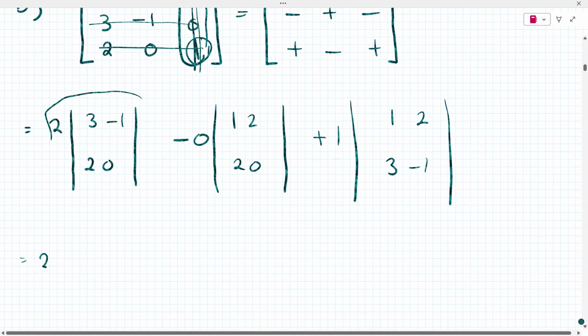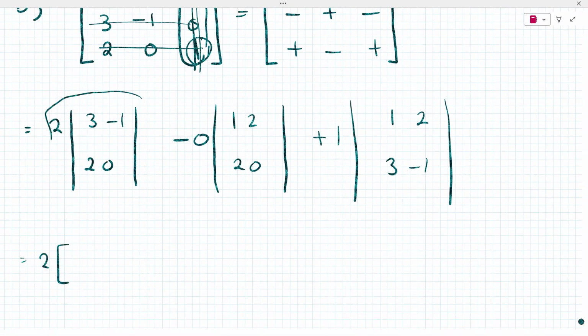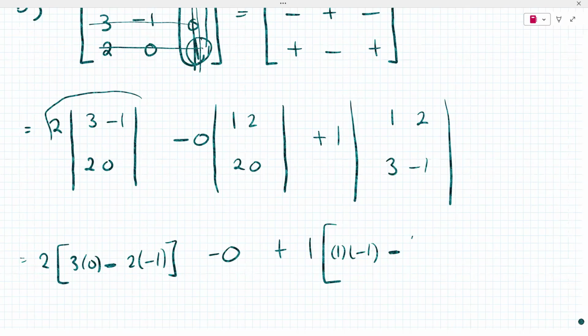That's going to be 2, bracket, 3 times 0 minus 2 times negative 1. Over here I don't care because anything times 0 is just 0. Over here, it's going to be 1 times negative 1 minus 3 times 2, bracket.